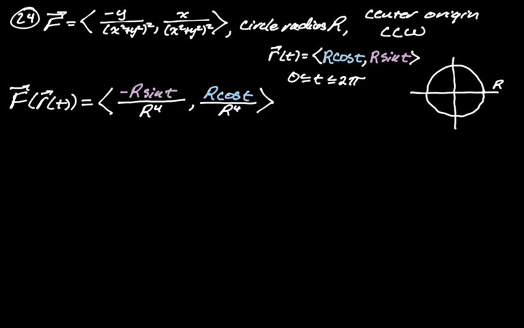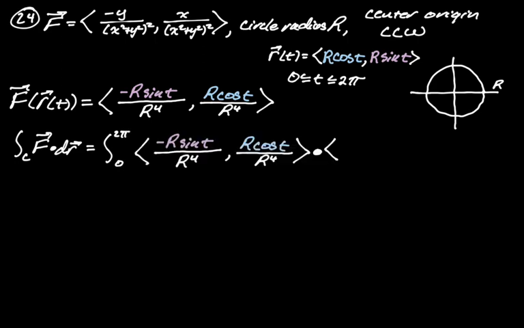All right, we should find r prime of t, but r prime of t is just going to be negative R sine of t, comma R cosine of t. So I'm going to jump in and do the line integral instead. It's going to be from 0 to 2 pi, F of r of t dot r prime of t, which is negative R sine, comma R cosine, and then dt.